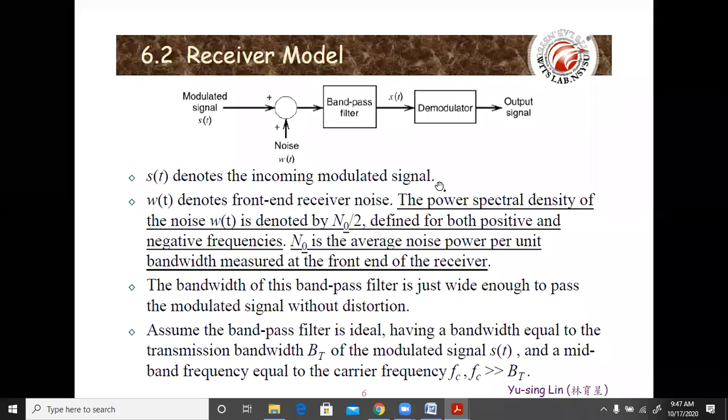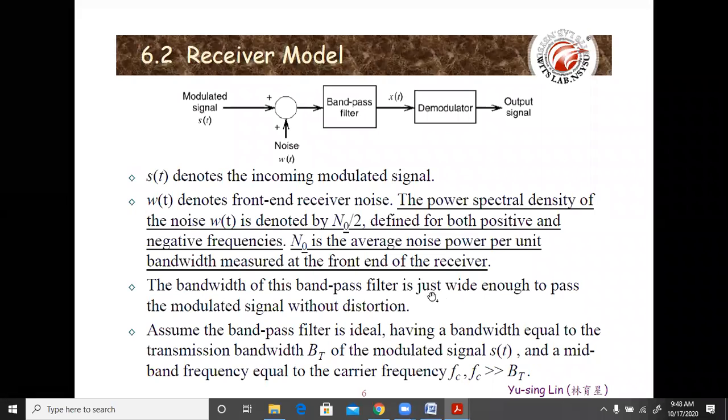So s(t) denotes the incoming modulated signal, right? And w(t) denotes the front end receiver noise. We generally call it the noise at the first stage of the receiver. That's why we call it front end receiver noise. The power spectral density of this noise, which we consider as white noise, is denoted by N0 by 2, defined for both positive and negative frequencies, and N0 is the average noise power per unit bandwidth measured at the front end of the receiver. Again, front end just means first stage of the receiver.